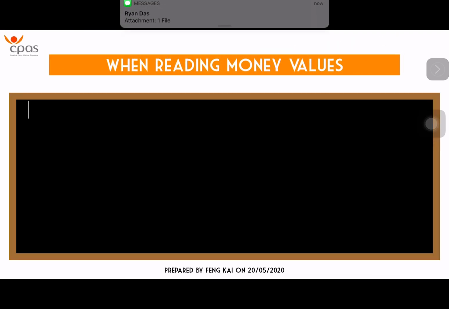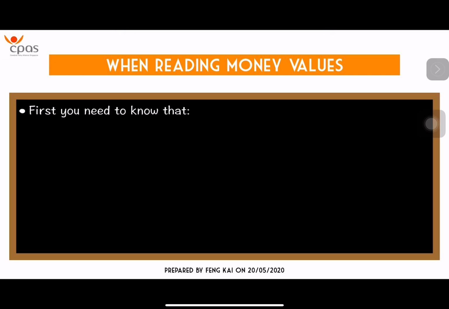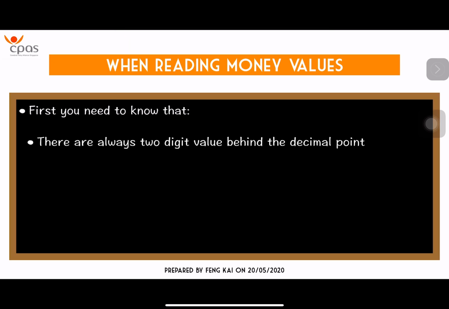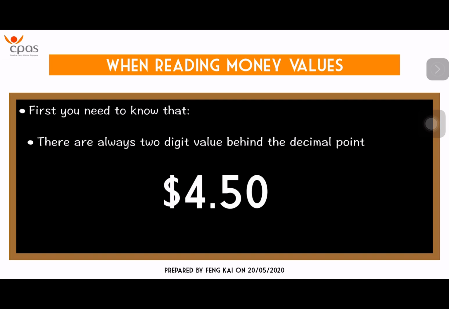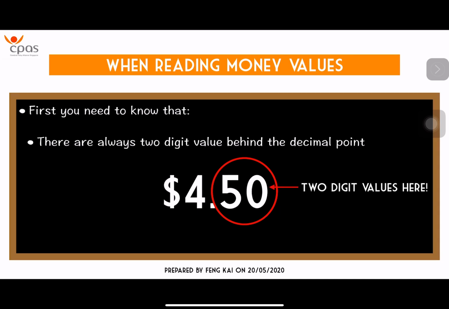The first thing is we need to know that there are always going to be 2-digit values behind the decimal point. I repeat, there are always going to be 2-digit values, so 2 different numbers behind the decimal point. Let's look at this example over here. What are the 2-digit values behind the decimal point? It's quite obvious. The numbers are a 5 and a 0. So these are the 2-digit values over here. A 5 and a 0 add up to become 50 cents in this case.